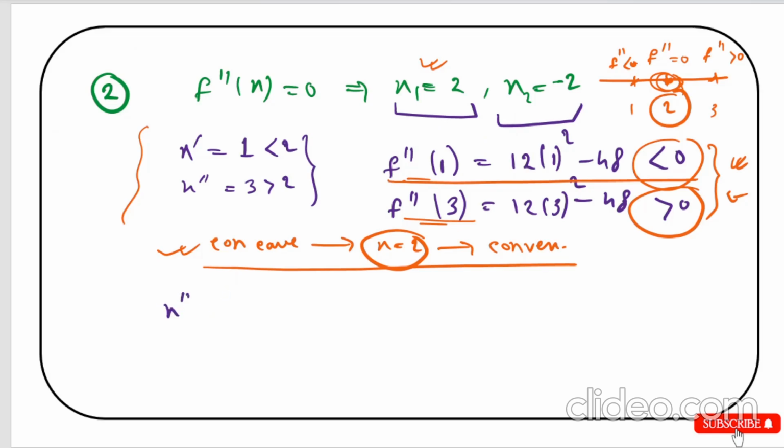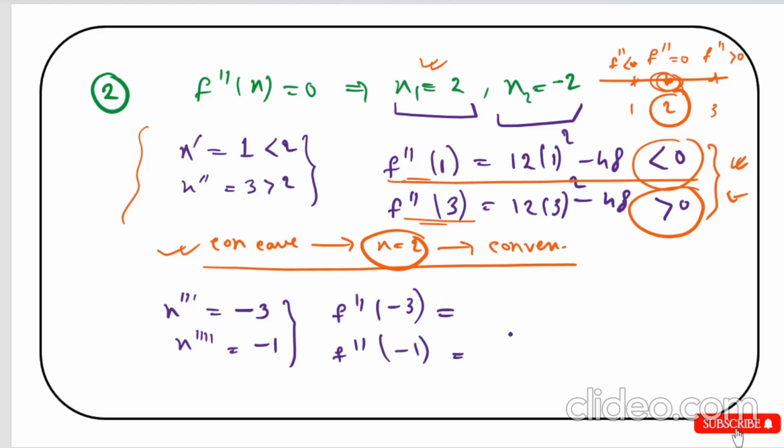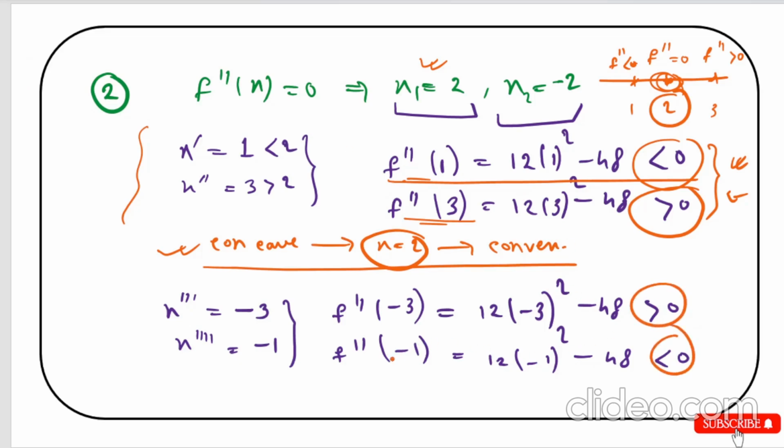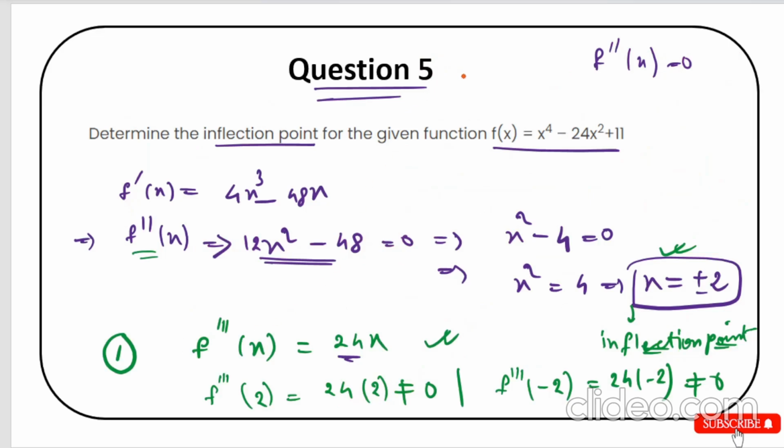So take one value, suppose I take this to be minus 3, and take another value, say minus 1, and then you simply check the double prime value at minus 3 and the double prime value at minus 1. That is 12 times minus 3 square minus 48, and 12 times minus 1 square minus 48. So this will be 9 times 12 minus 48, which is positive, and if you see, this will be negative. Again, what you see here is that they are opposite in sign, so x equals to minus 2 is also an inflection point. So what you conclude from here is that this function has two inflection points.